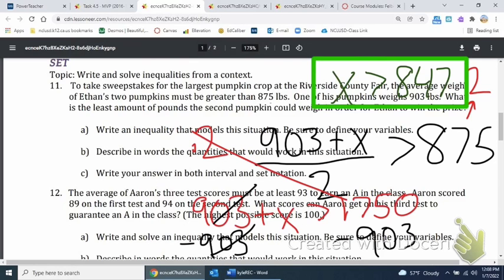So does the solving part seem okay? Do you guys feel okay multiplying by the bottom and then subtracting the 903? Do you guys have any questions on that part? Part A.